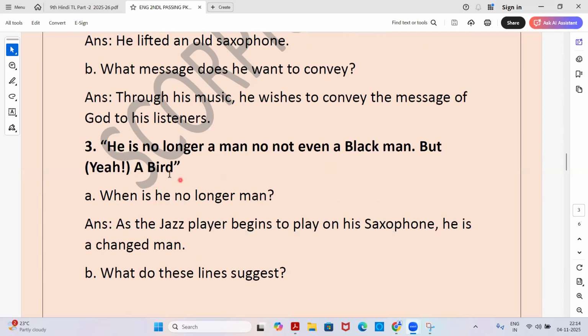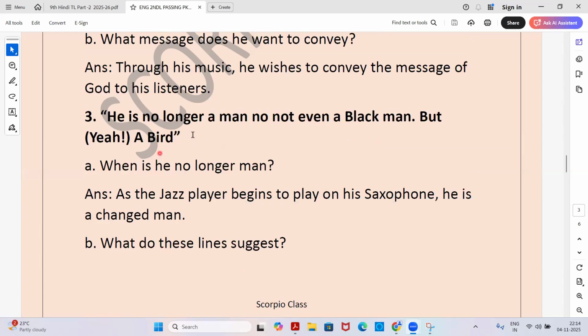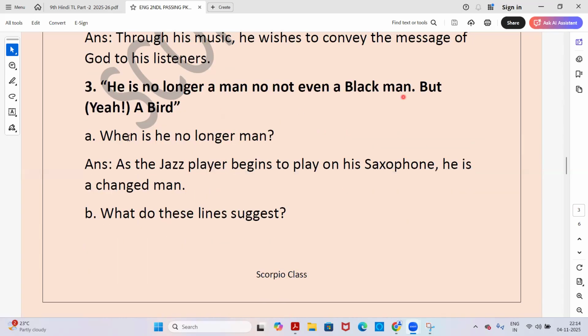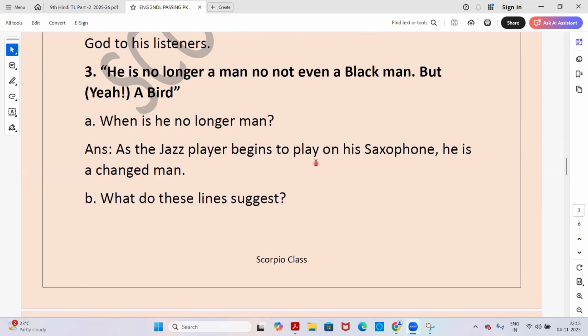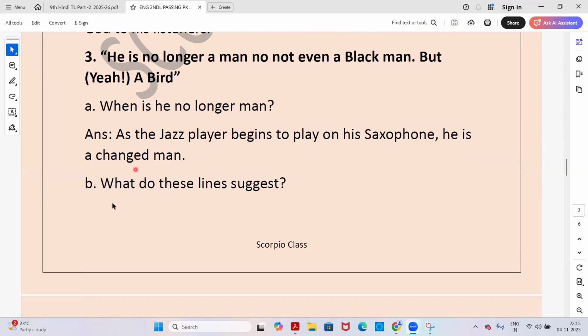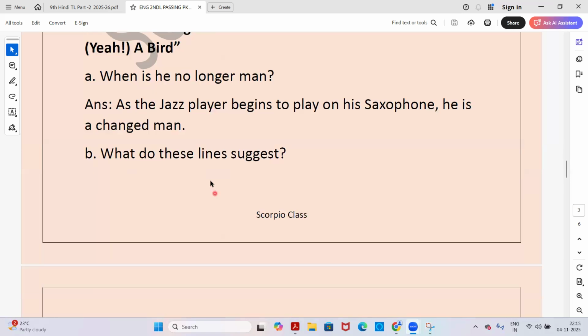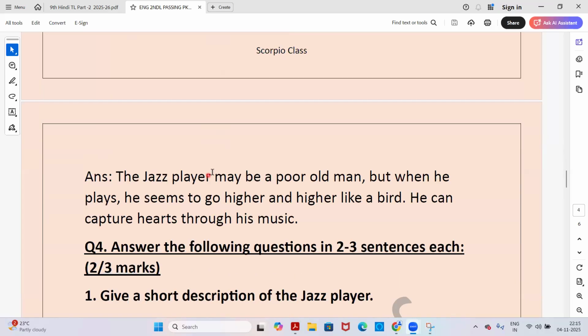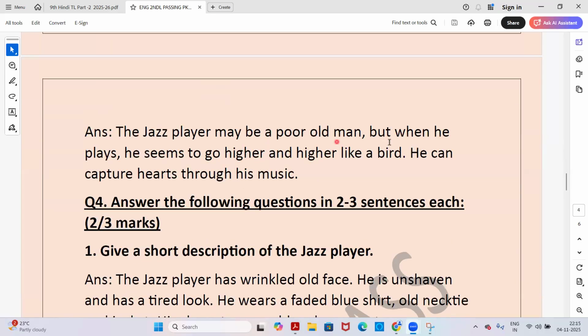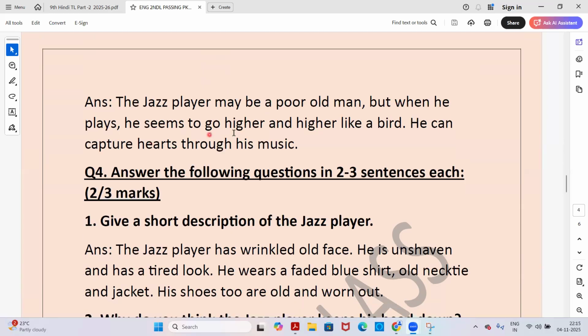Next, third extract. He is no longer a man, no, not even a black man, but yeah, a bird. When is he no longer a man? Answer. As the jazz player begins to play on his saxophone, he is a changed man. Next question under this extract is what do these lines suggest? Answer. The jazz player may be a poor old man, but when he plays, he seems to go higher and higher like a bird. He can capture hearts through his music.